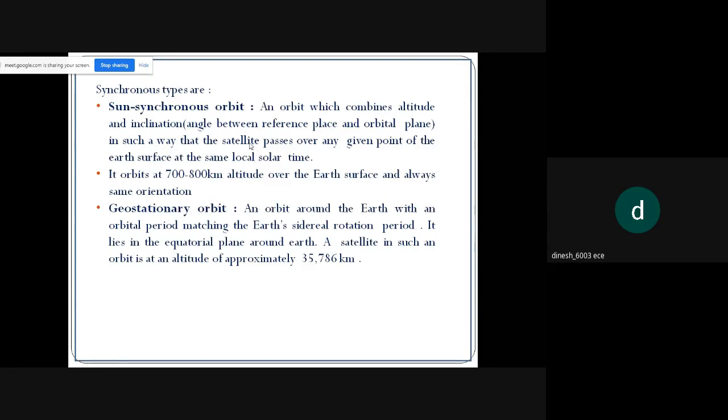And next we have the sun synchronous orbits. This is the orbit which combines altitude and inclination in such a way that the satellite passes over any given point of the Earth's surface at the same local solar time. So the sun synchronous orbit will be around 700 to 800 kilometers over the surface of the Earth, with the same orientation.